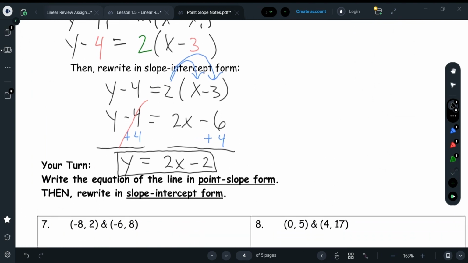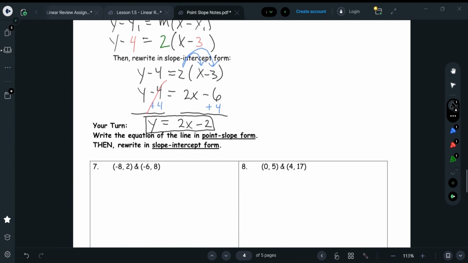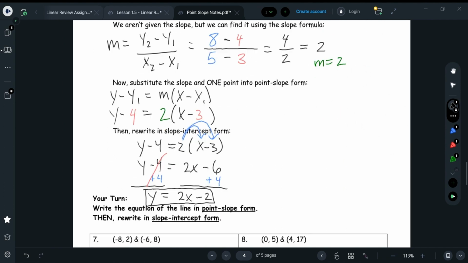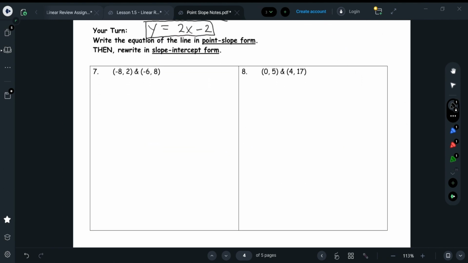Okay. Hey, look, now you've got a couple to try here. So go ahead and pause the video. Give numbers 7 and 8 a try. You're going to follow these exact same steps that we just did right here. So pause the video, try the examples, then you can come back and check your work.